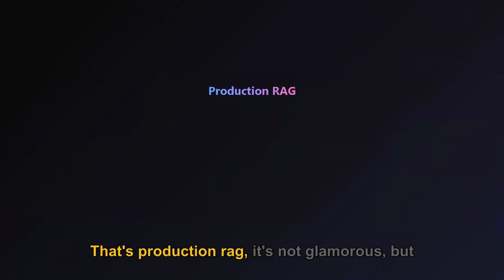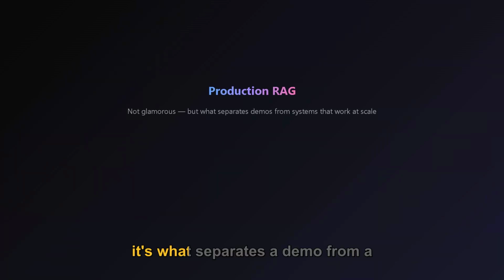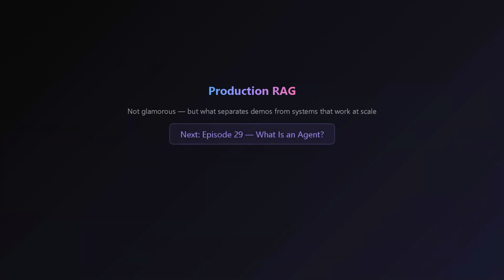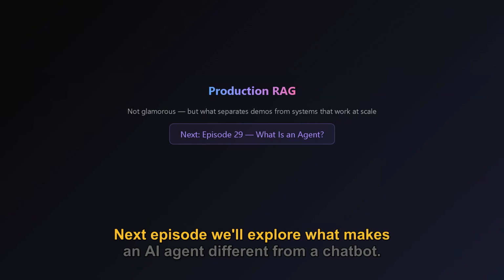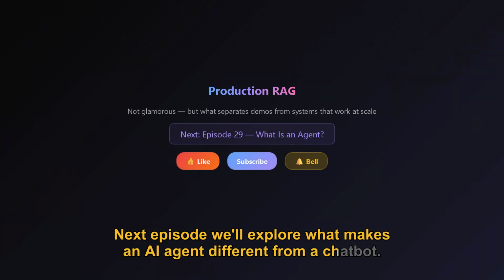That's production RAG. It's not glamorous, but it's what separates a demo from a system that actually works at scale. Next episode, we'll explore what makes an AI agent different from a chatbot.